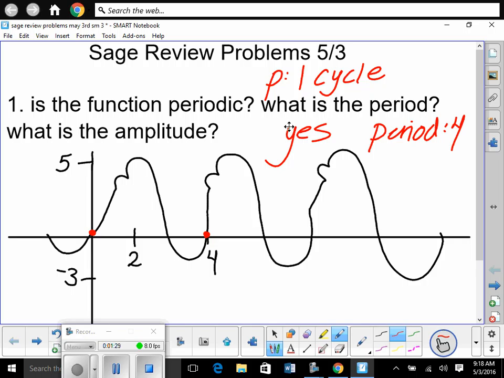Okay, and then it said, what is the amplitude? We've got to be careful with the amplitude on this one because it's not on an even interval. -3 to 5, what's the total distance here? 8. So that divided by 2 is 4. So our amplitude is 4. Questions on that? Okay, next problem.